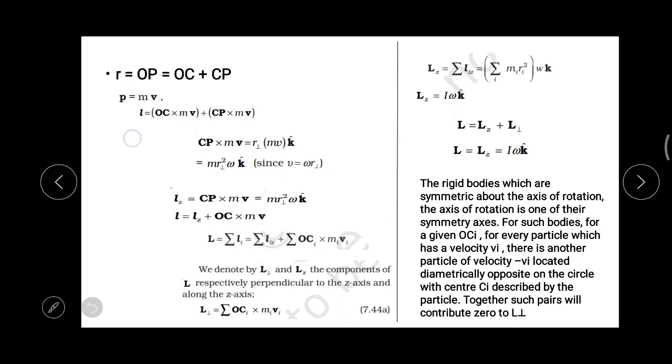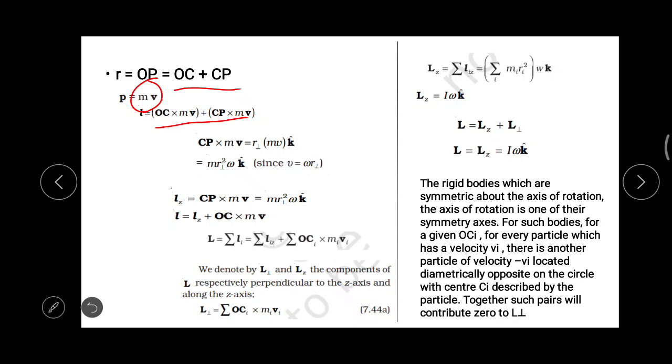Angular momentum L: R is equal to OP, that is OC plus CP, then P is equal to mv. Then the equation L is equal to Ri cross Pi will become OC cross mv plus CP cross mv. Here r is equal to OC plus CP, and P is equal to m into v, mass into velocity. So OC cross mv plus CP cross mv is actually the angular momentum value L.